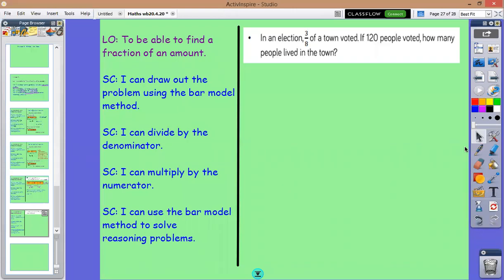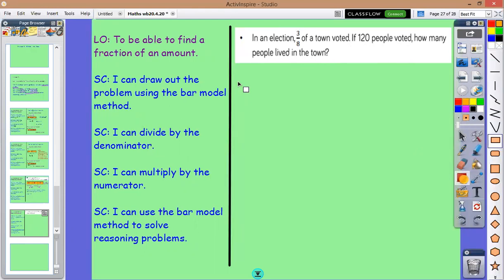In an election, 3/8 of a town voted. If 120 people voted, how many people lived in the town? So again, very simple question. Again, I'm going to try and draw this out with the bar model method. So 3/8, that's my fraction, so already I'm thinking of drawing 8 boxes. Okay, so I'm going to draw 8 boxes of a decent size.